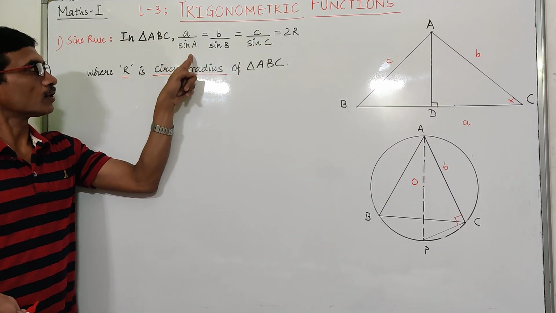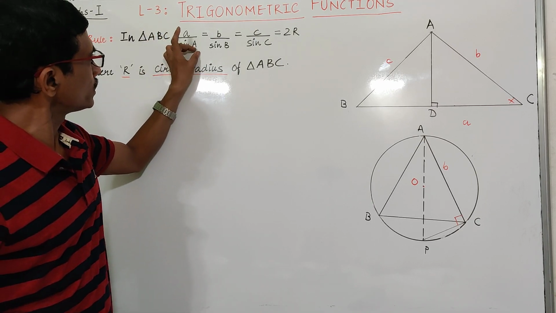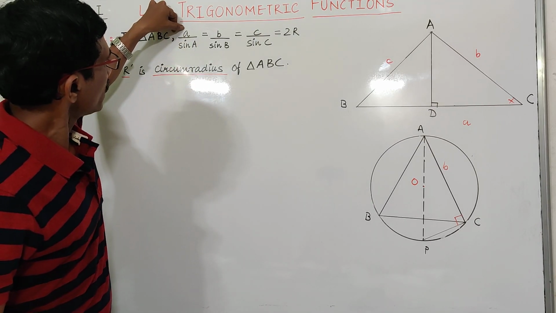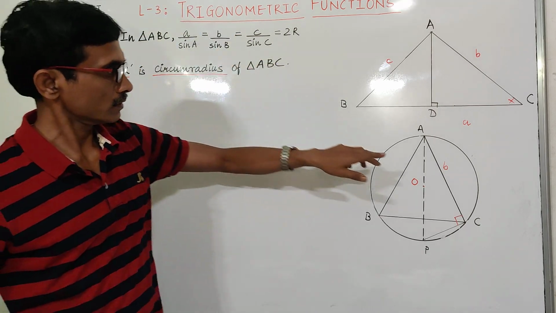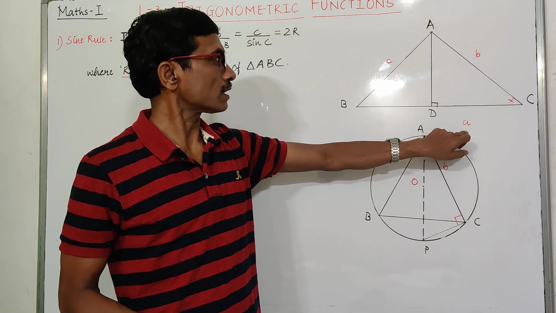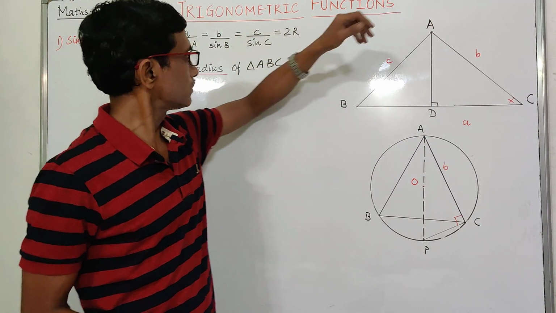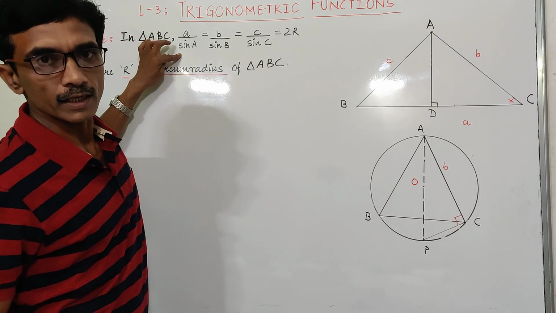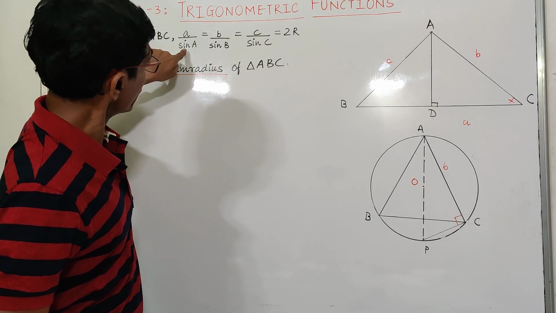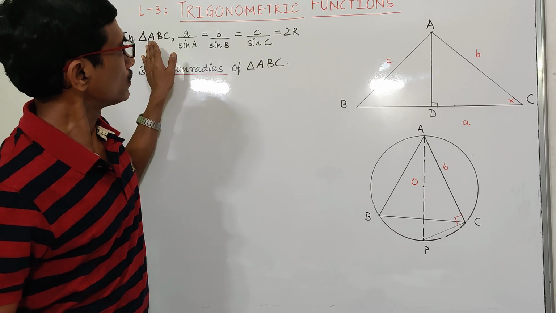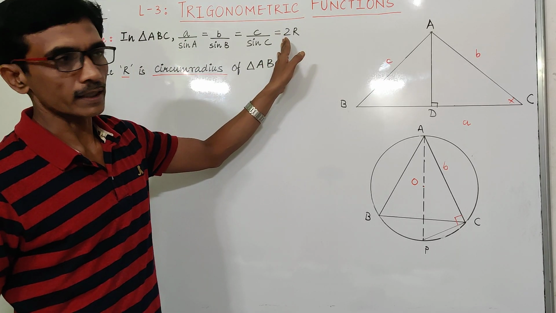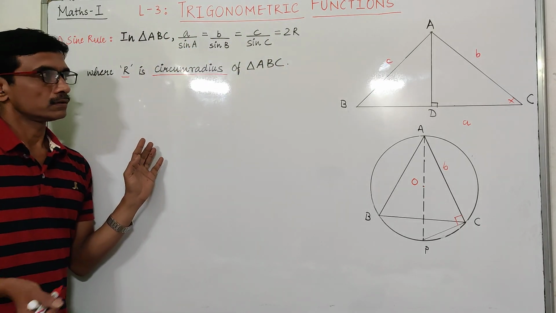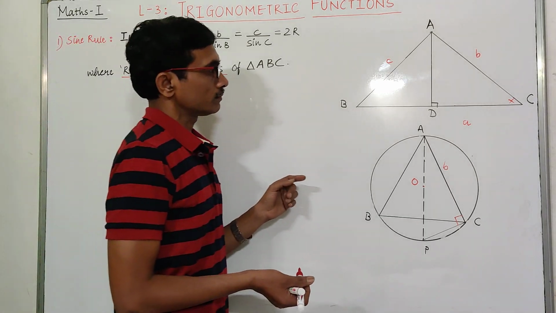Here a upon sine A means the sine of the angle which is opposite to side a. This is side a and its opposite angle is A, its sine. So a upon sine A, that is, a side and the sine of its opposite angle, they are in proportion. That is nothing but the sine rule. So let us prove this sine rule.